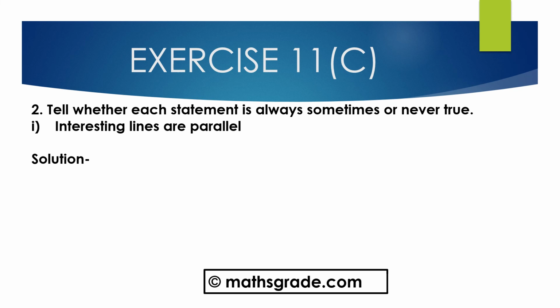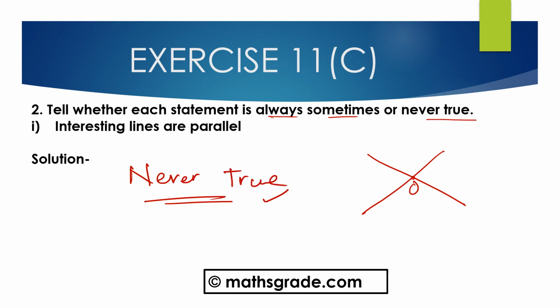Now we will solve question number 2. Tell whether each statement is always, sometimes or never true. First bit is intersecting lines are parallel. If these two lines are intersecting each other here at O, but these lines are not parallel. So this is not true. So this is never true. Intersecting lines are parallel: this is never true.